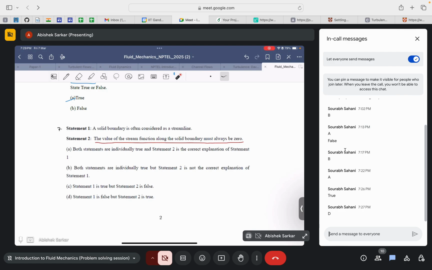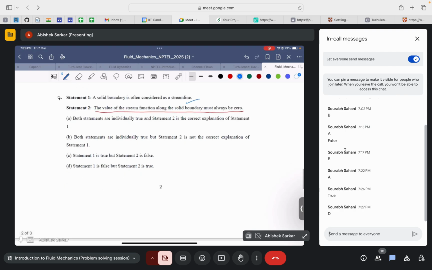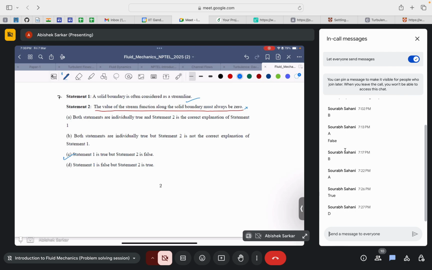So the first statement is true, because for simplicity, these solid boundaries are always considered as streamlines. But statement 2 is incorrect, because even though it is preferred to have the stream function at the solid boundary be 0, it's not always necessary. It's a good approximation but not a generalized conclusion. So that's why statement 2 is incorrect, but statement 1 is correct. So the correct answer would be option C. Okay, Saurabh, is that clear?